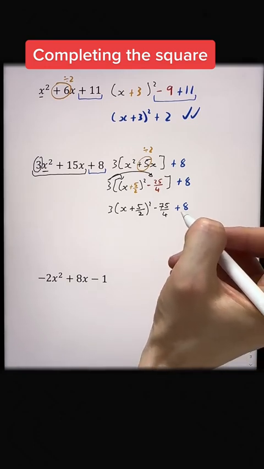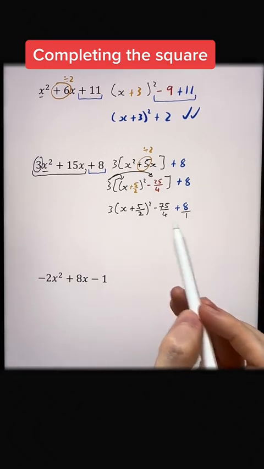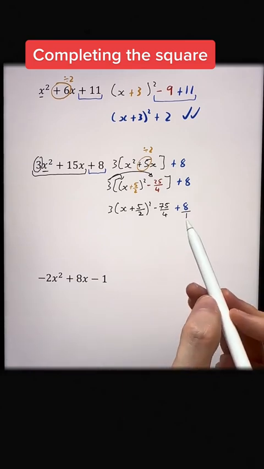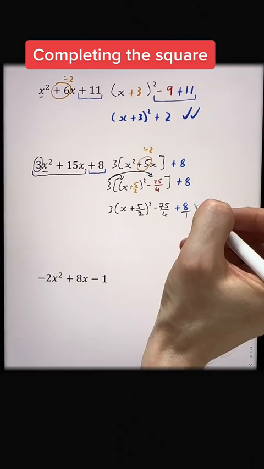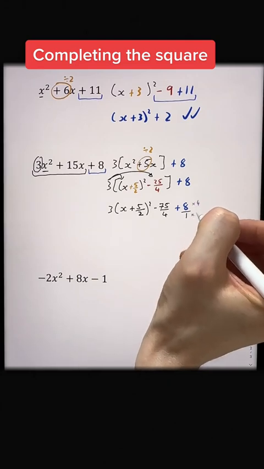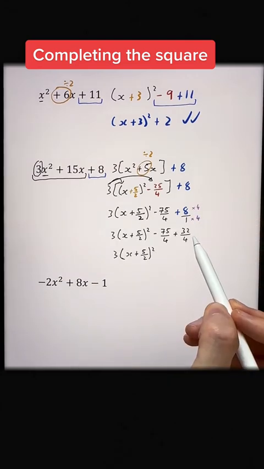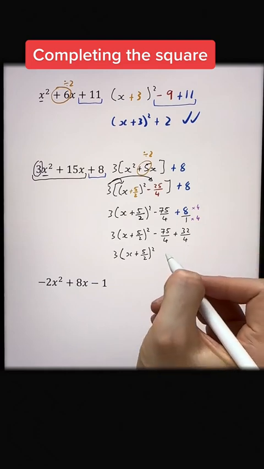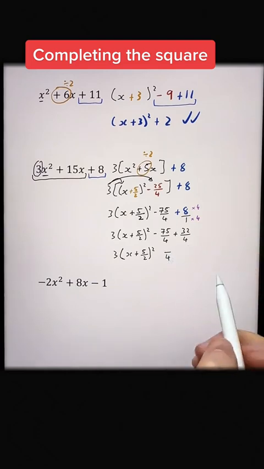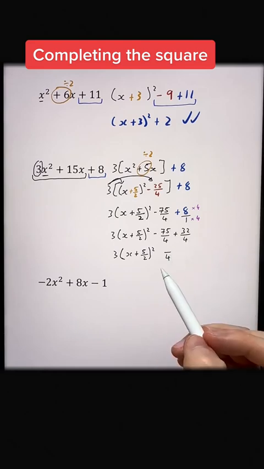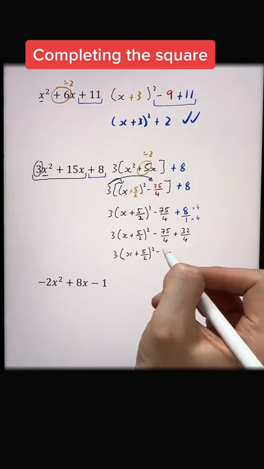I know 8 is the same as 8 over 1. As I want both fractions to have a common denominator, I know I can times top and bottom of the 8 by 4 to get them both to have a denominator of 4. Now that each fraction has a common denominator of 4, I can just simply add the numerators. Well, negative 75 and 32 will simplify to give us negative 43.